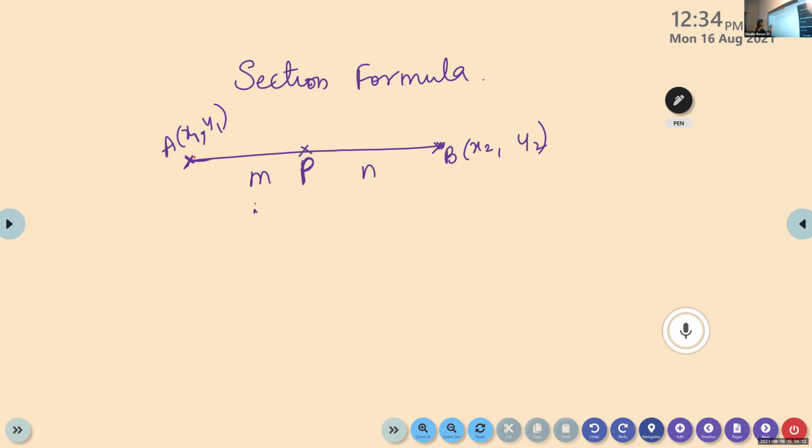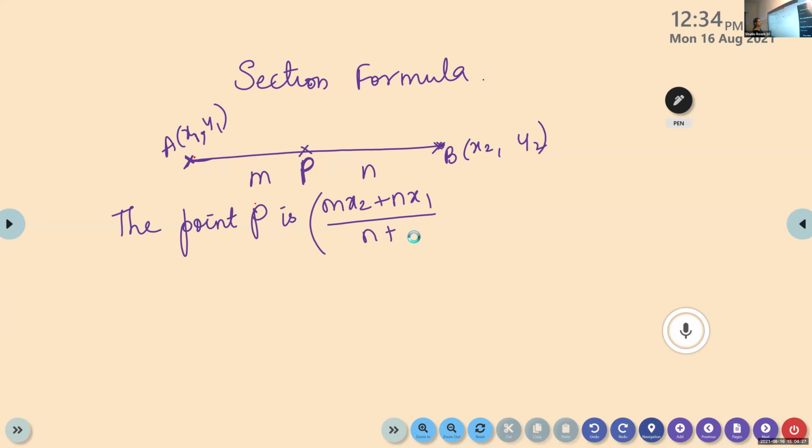The point P is given by mx2 plus nx1 by m plus n. Similarly, for the y coordinate, my2 plus ny1 by m plus n. Okay, so don't write, first listen, afterwards you can write.